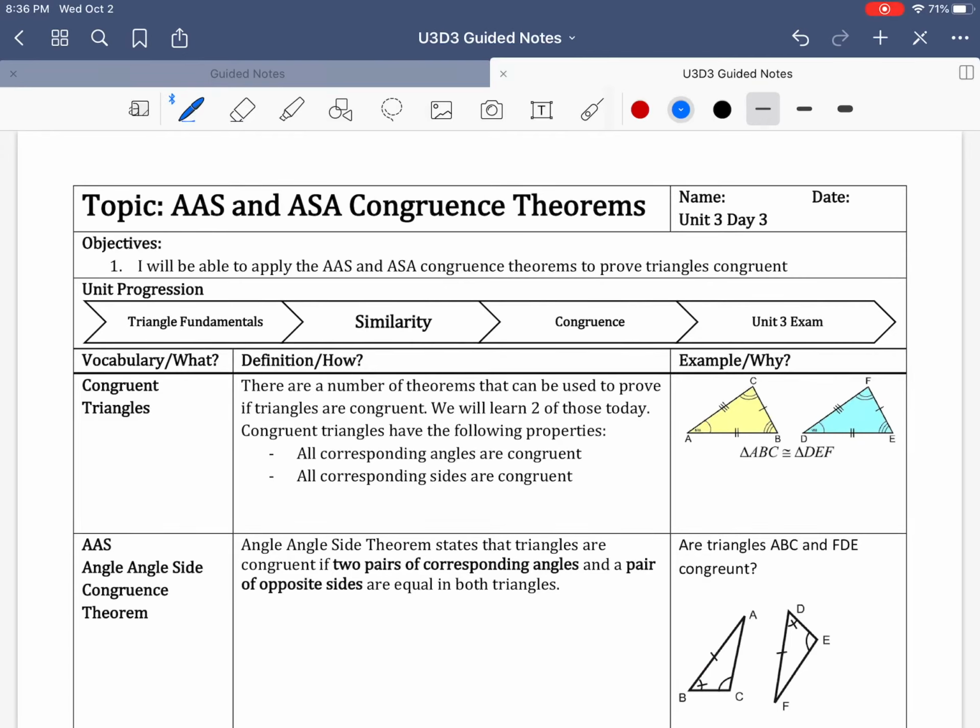Hey guys, welcome back. Today is Unit 3, Day 3, where we're talking about angle, angle, side, and angle, side, angle congruence theorems. Our objective is: I will be able to apply the AAS and ASA congruence theorems to prove that triangles are congruent.